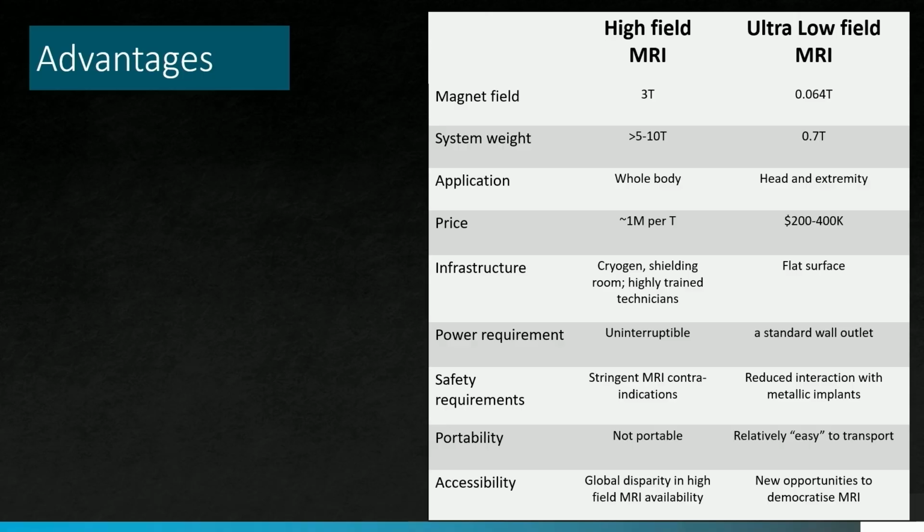The price tag is, of course, very hefty for a high field MRI. I think we're talking about 1 million at least per Tesla. With ultra-low field MRI, the price tag is still very hefty, but it's below $500,000. I hope that in the future that will become less of a hurdle for purchasing for clinical practice. For high field MRI, as you all know, we require a lot of infrastructure. We need a cryogen, a specific shielding room, and highly trained technicians. For ultra-low field MRI, we actually just need a small room and a bed.